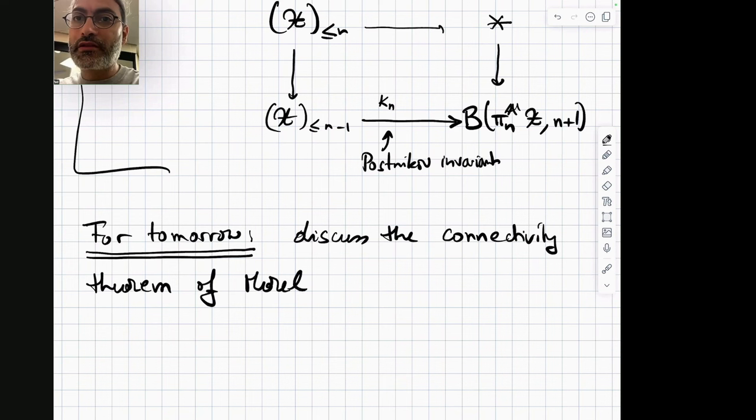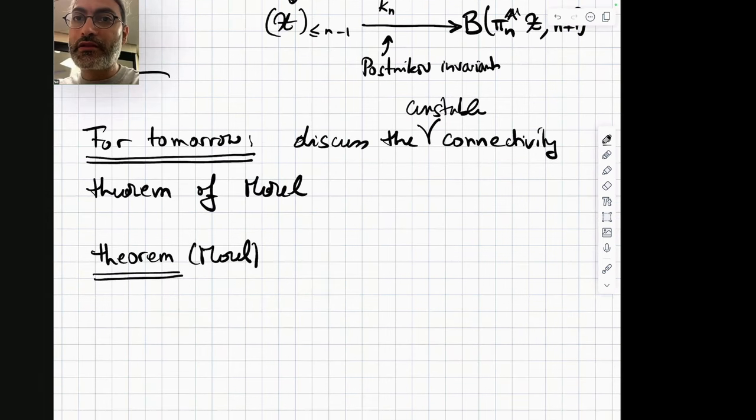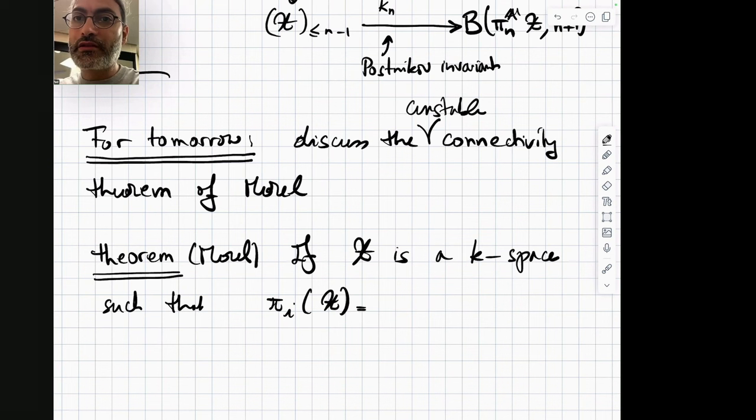Maybe I should say the unstable connectivity theorem. It says the following. Here's the statement, and I'll explain the terms tomorrow. If X is a K space, so in this never sheaf of Kan complexes, such that the pi i, again the naive pi i, not the A1 pi i, are trivial in a range, for i between 0 and n, so this is what is called maybe an n-connected K space.